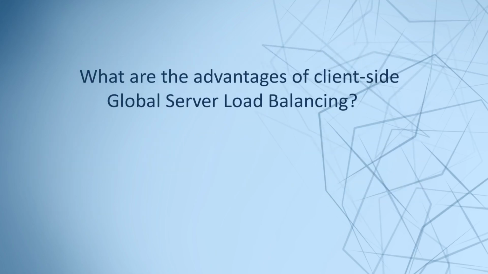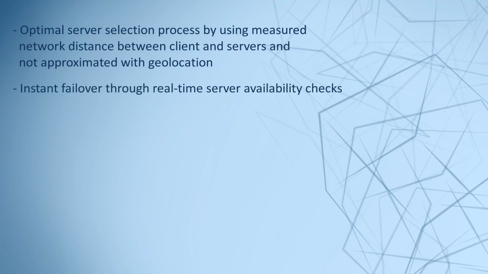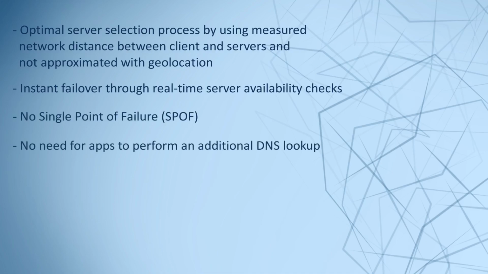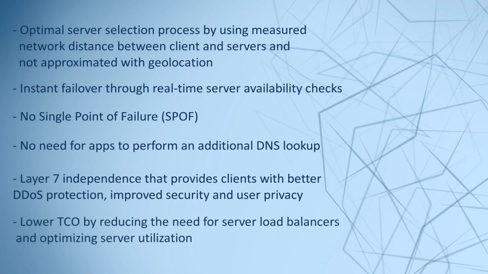What are the advantages of client-side global server load balancing? Optimal server selection process by using measured network distance between client and servers, and not approximated with geolocation. Instant failover through real-time server availability checks. No single point of failure. No need for apps to perform an additional DNS lookup. Layer 7 independence that provides clients with better DDoS protection, improved security, and user privacy. Lower total cost of ownership by reducing the need for server load balancers and optimizing server utilization.